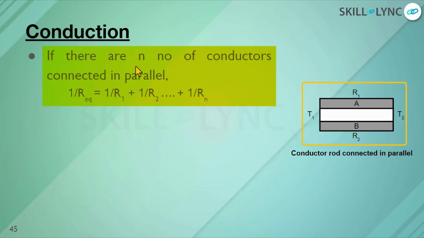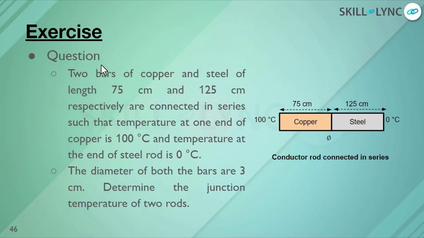Further, if there are n number of conductors connected in parallel, then 1 upon R equivalent of the system would be 1 upon R1 plus 1 upon R2 plus and so on up to 1 upon Rn, where Rn would be the thermal resistance offered by the nth conductor. Let's try to understand this concept of series of conductors and parallel of conductors through an exercise.